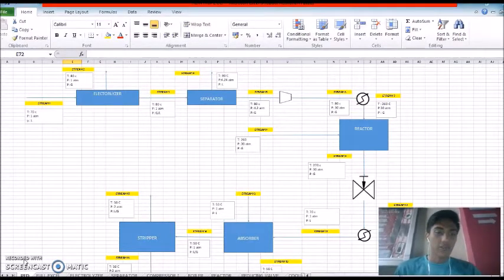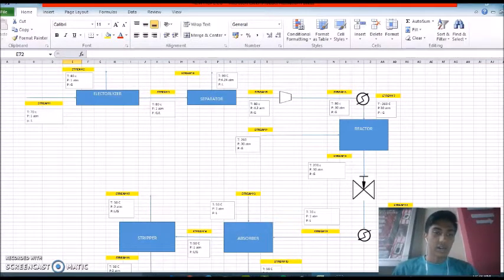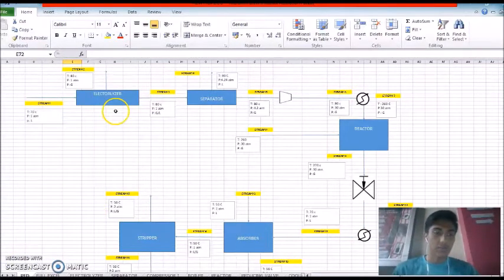We have made a few changes for our process flow diagram. This is our latest process flow diagram.